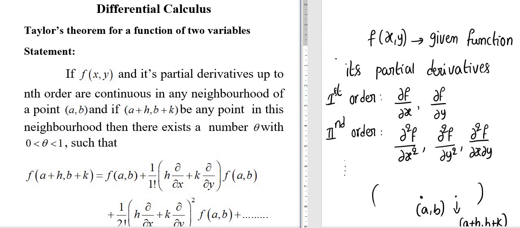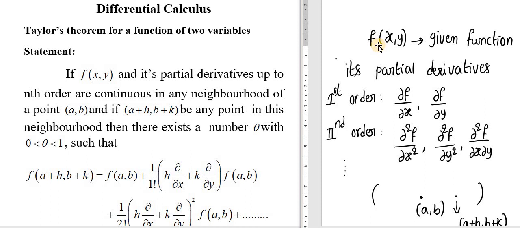If f of x, y and its partial derivatives up to nth order are continuous in any neighborhood of a point a, b. That means, observe, f of x, y is a given function. That means, the function f is in terms of x and y. For this function, we can get first order, second order, continuously third order, fourth order, partial derivatives depending on the function f.